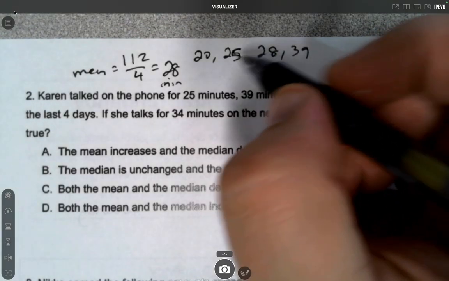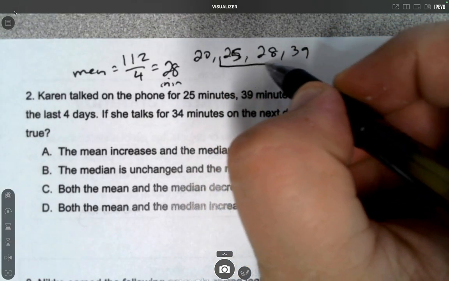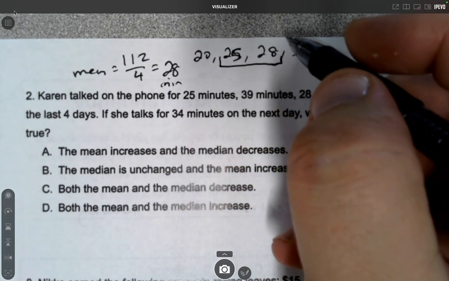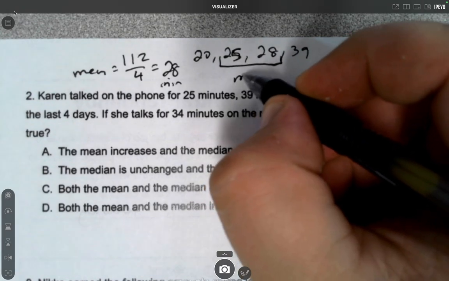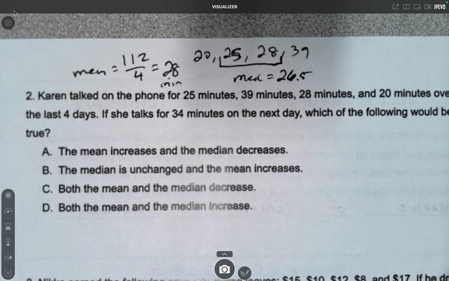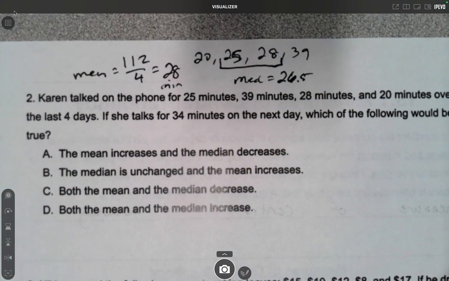And the median, well, we have 2 in the middle. So 25 plus 28 is 53. Divided by 2 is 26.5. So the median is 26.5. So this is the mean and the median before we add on this next day.